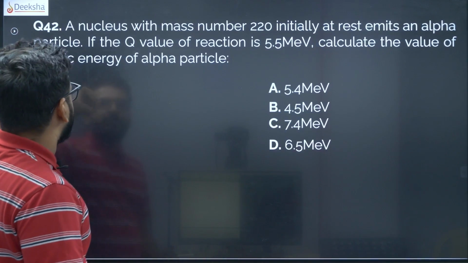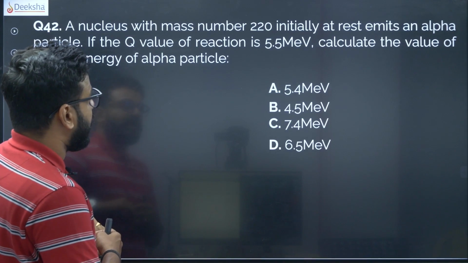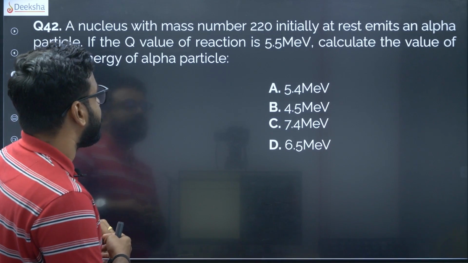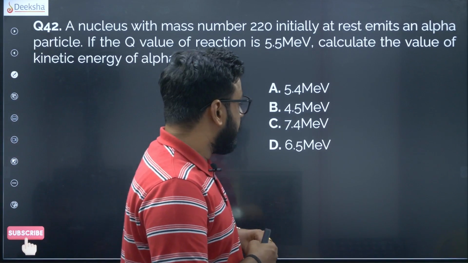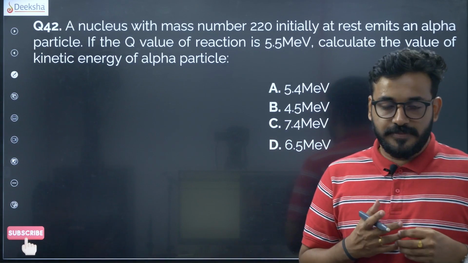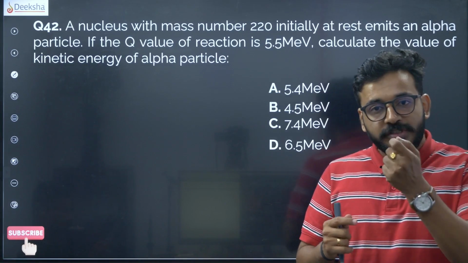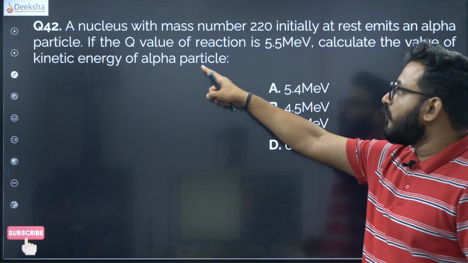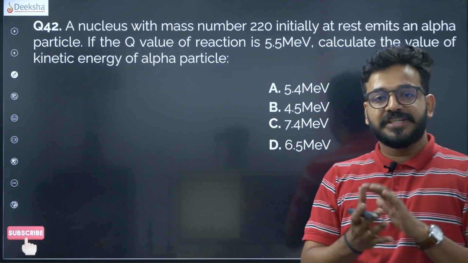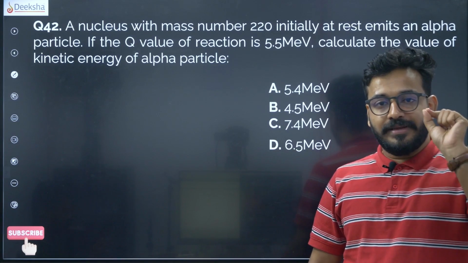Next question. A nucleus with mass number 220 initially at rest emits an alpha particle. If the Q value of the reaction is 5.5 mega electron volt, calculate the kinetic energy of the alpha particle. Now here, the energy comes from mass, by Einstein's mass energy relation. So the kinetic energy of the alpha particle is actually a portion of the entire energy released. Here the Q value is 5.5 mega electron volt. That means the total energy released by the reaction is 5.5 mega electron volt. Now the alpha particle will have a portion of this.